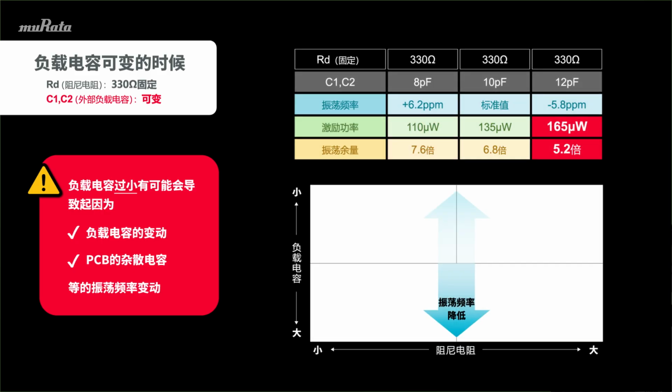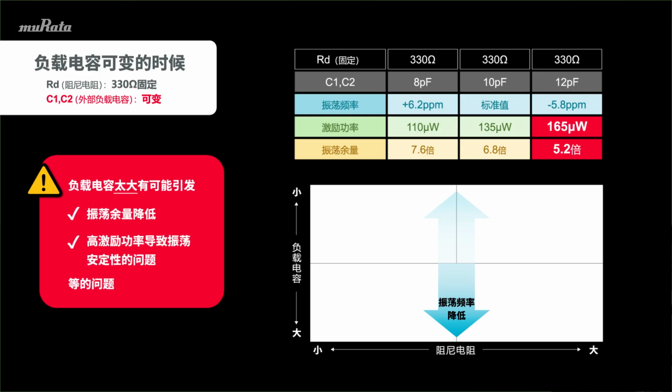Conversely, increasing the load capacitance value allows the oscillation frequency to be lowered. However, if the value of the capacitance is too large, there is a possibility that the oscillation margin will decrease, and oscillation stability problems may occur due to the high drive level. This also requires attention.